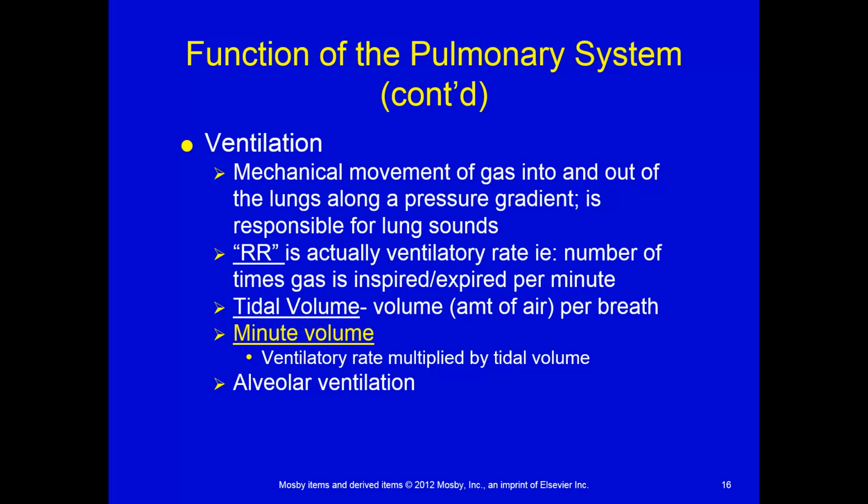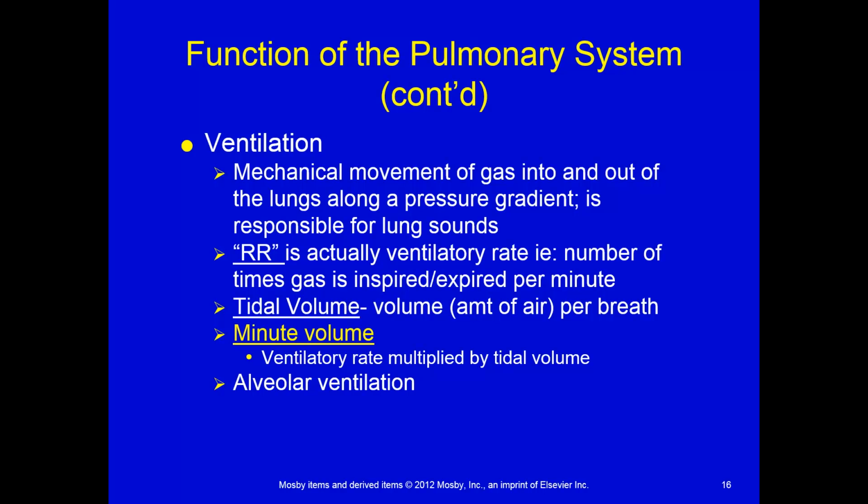Okay. So in continuing our discussion regarding function of the pulmonary system, let's talk more specifically about ventilation, to ventilate. You can also use that interchangeably with respirate, with respirations, right? So ventilation in our patients is respirations. It's the mechanical movement of gas into and out of the lungs along a pressure gradient in the lungs, and it's responsible basically for our lung sounds. So when you're doing your physical assessment and auscultating someone's chest for lung sounds, you are listening to their ventilation. You are listening to that mechanical movement of gas into and out of the lung fields, right?